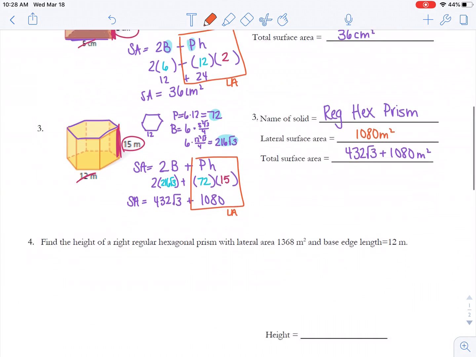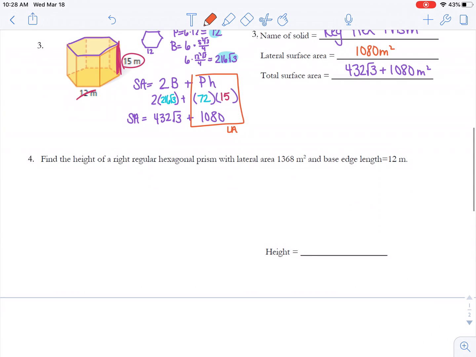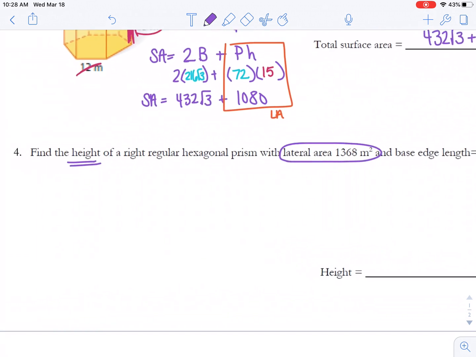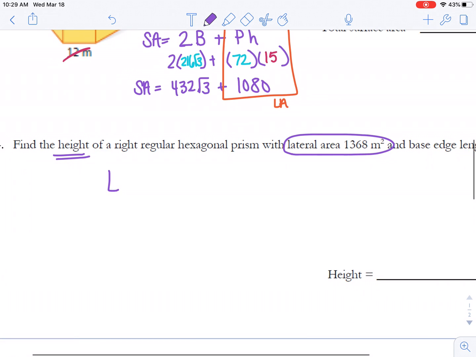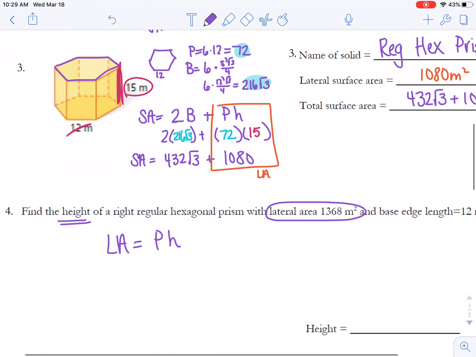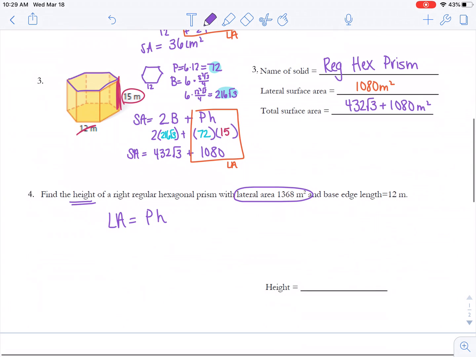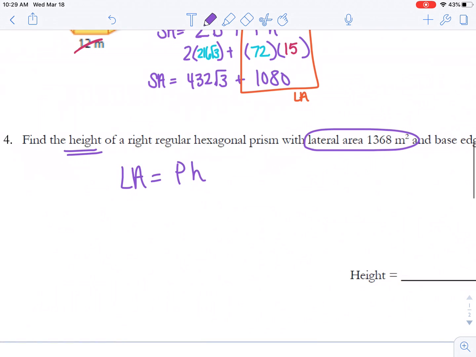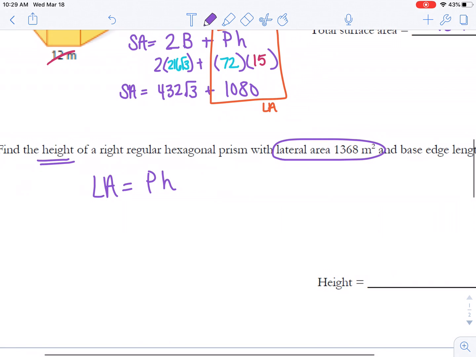All right, last one. They don't give us a diagram, but they give us the lateral area here, and they want us to find the height. So the lateral area of a prism is the ph part, right? If you look up above, all the orange squares, we're just focusing in on the ph part. So if the lateral area is 1,368, we put that in for the lateral area.